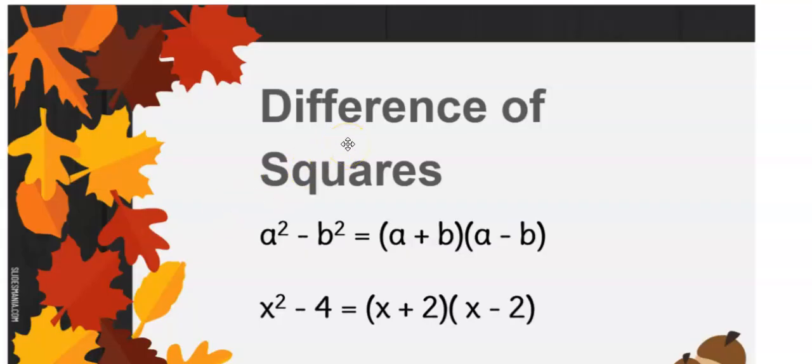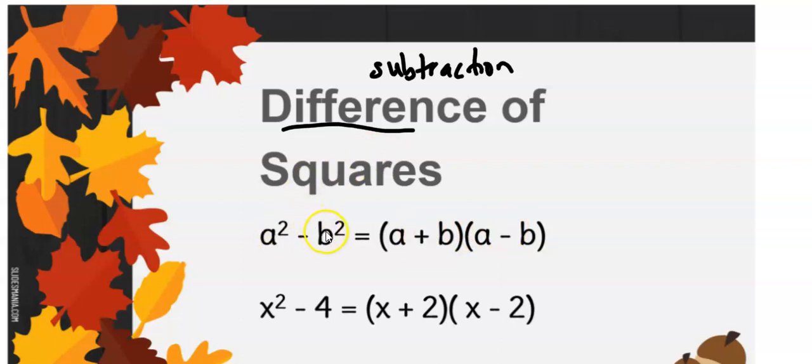So the first thing we're going to talk about is the difference of squares. Notice that we're talking about a difference of squares, which implies subtraction. So you're going to see one square subtracted from another square. That's going to factor to two binomials. One's a sum, one's a difference. And of course, the order does not matter.